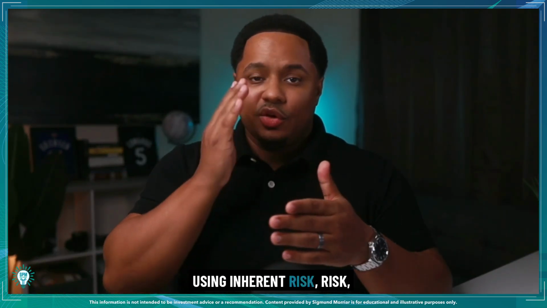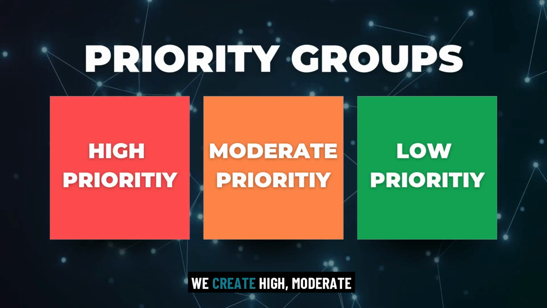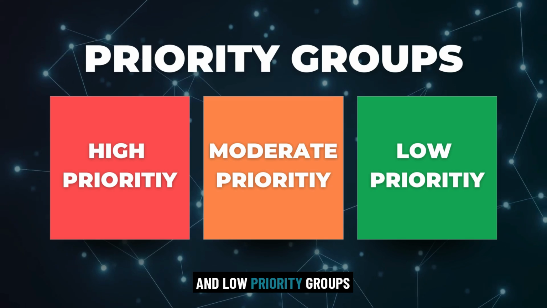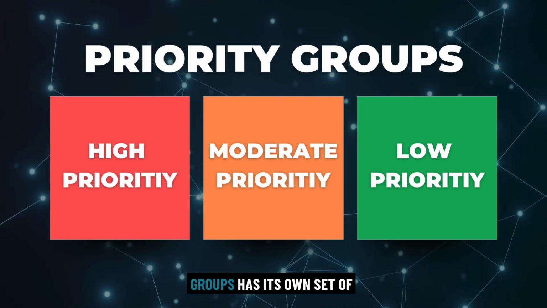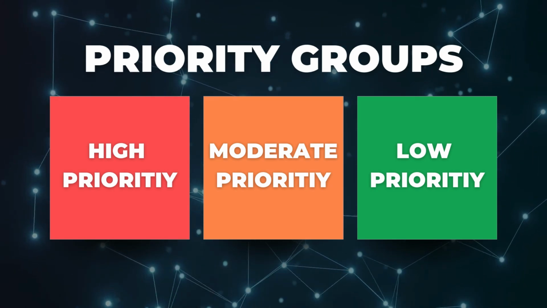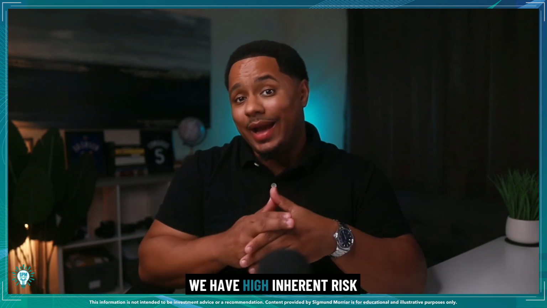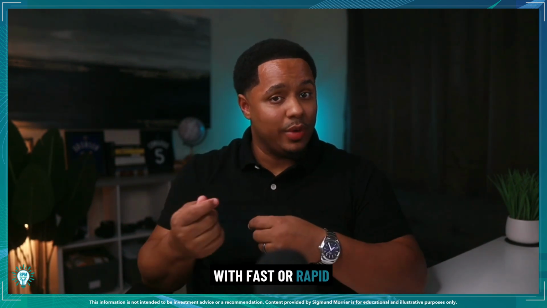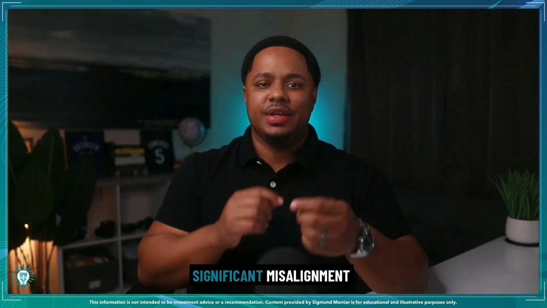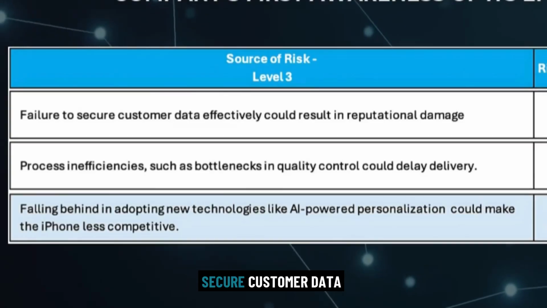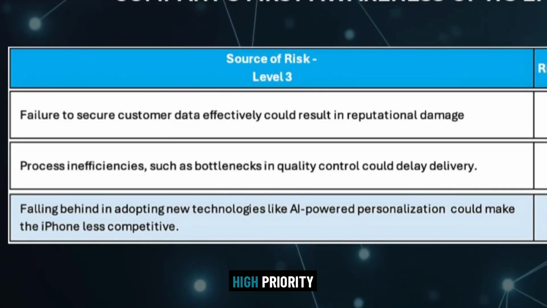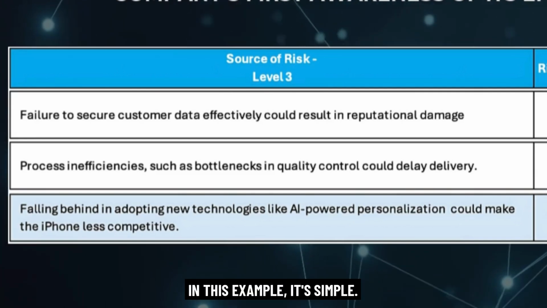Using inherent risk, risk appetite, and velocity, we create high, moderate, and low priority groups. And each one of these groups has its own set of characteristics. In the high priority group, we have high inherent risk with fast or rapid velocity, and there's a significant misalignment with the risk appetite. As an example, failure to secure customer data effectively would be a high priority risk for Apple in this example.